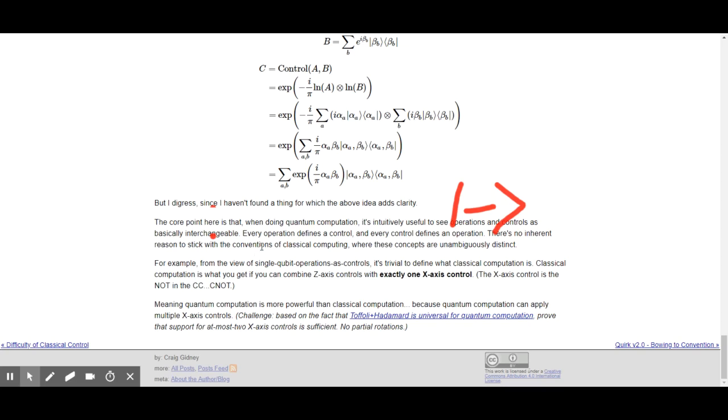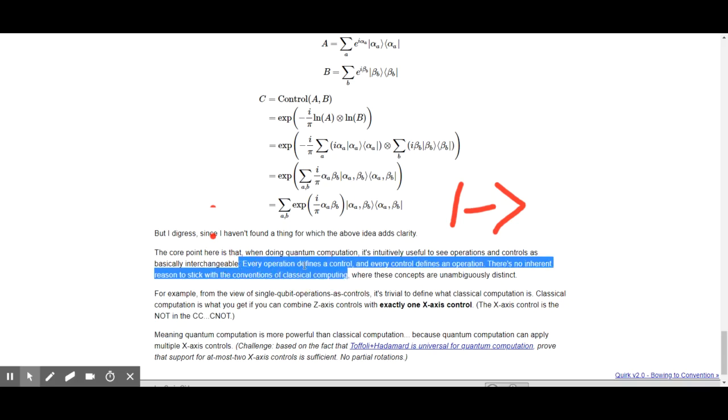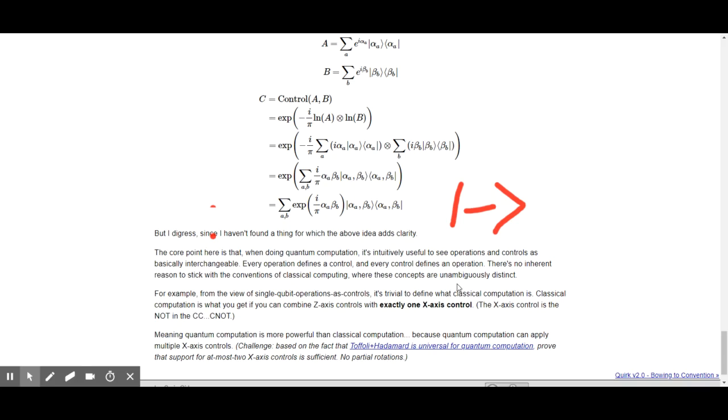The core point here is that when doing quantum computation, it's intuitively useful to see operations and controls as basically interchangeable. Every operation defines a control, and every control defines an operation. There's no inherent reason to stick with the conventions of classical computing. That's a really interesting perspective, where these concepts are unambiguously distinct.